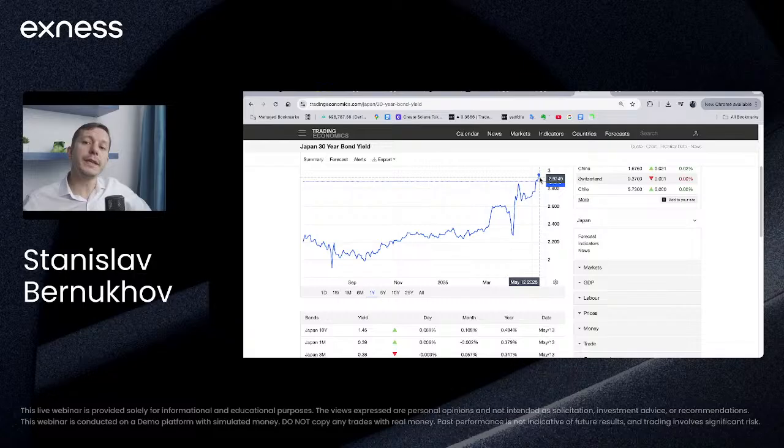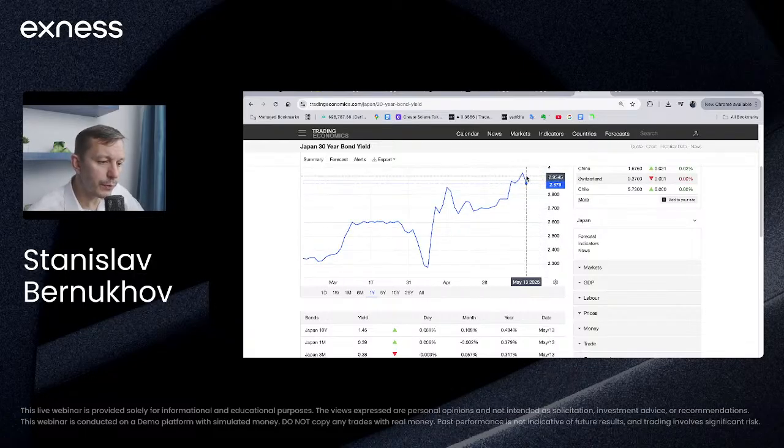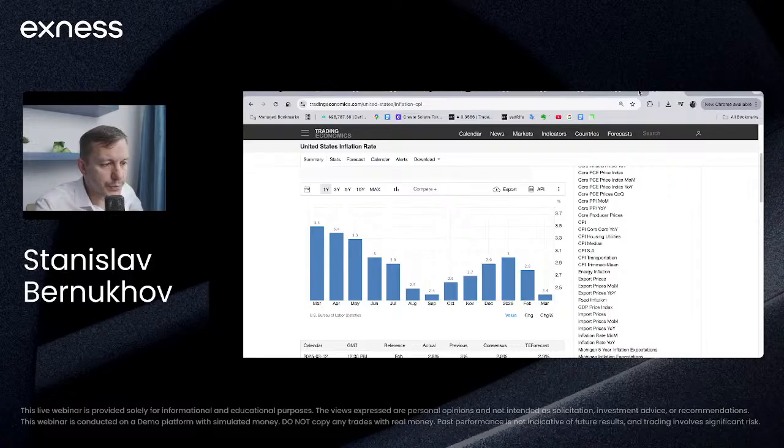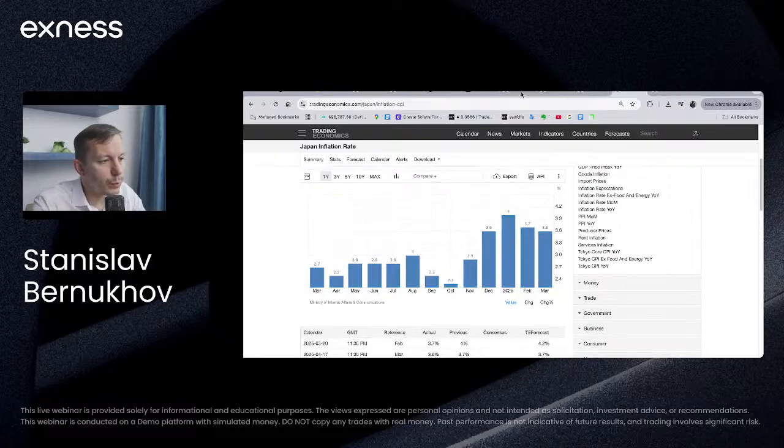But currently the easing of the market is visible, the easing of the market is obvious, right? You see that the peak was at May 12th, which is yesterday, the beginning of the week, Monday. So yields are declining. The bond market is rising a little bit, which pressures the yen, okay? That pressures the yen.